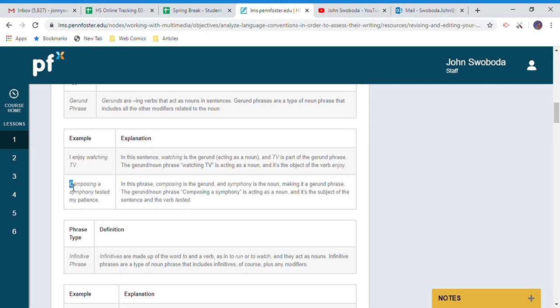Composing a symphony. Composing is a noun, and what are you composing? You are composing a symphony. So that's all part of the same phrase.